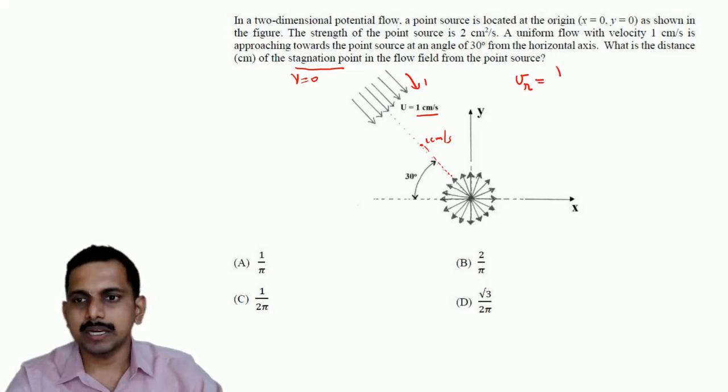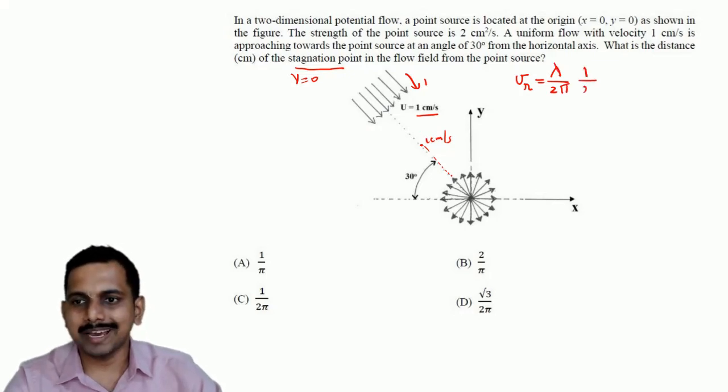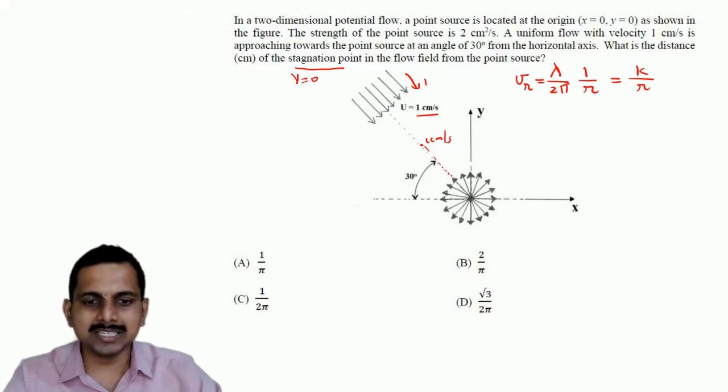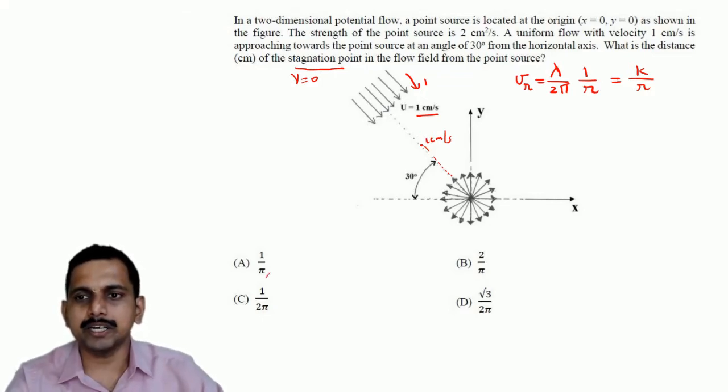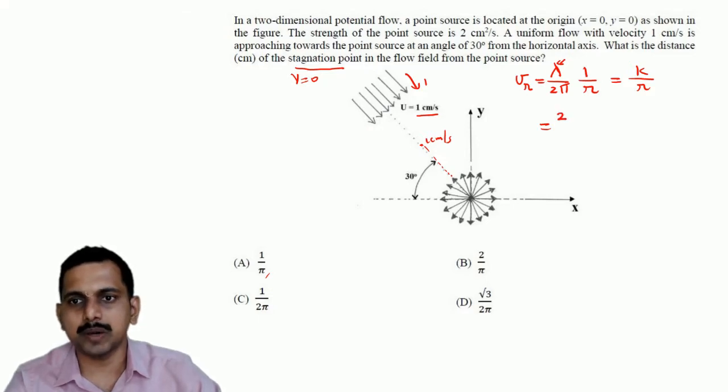written as lambda by 2 pi into 1 by r. Now here lambda can be taken as the strength of the source. Sometimes you may also take this as k by r. But still, since pi is given everywhere, it is better we take this particular formula. So this is equal to lambda, and lambda is given as 2 centimeter square per second.